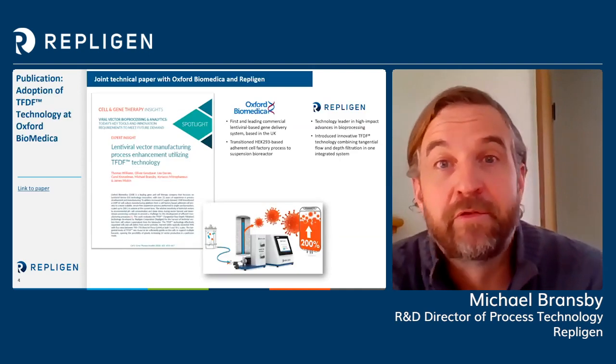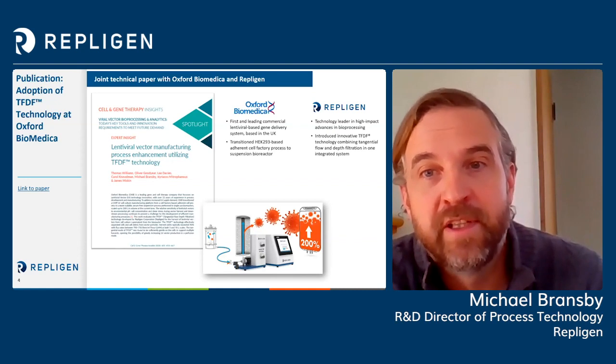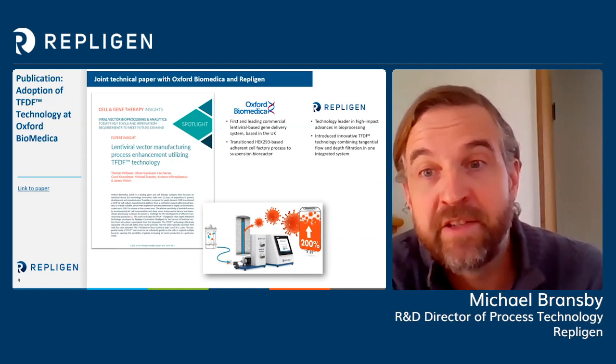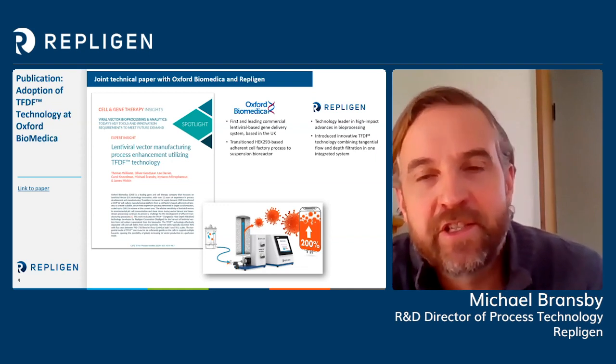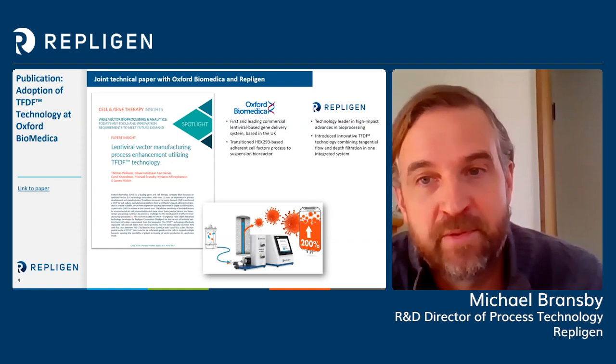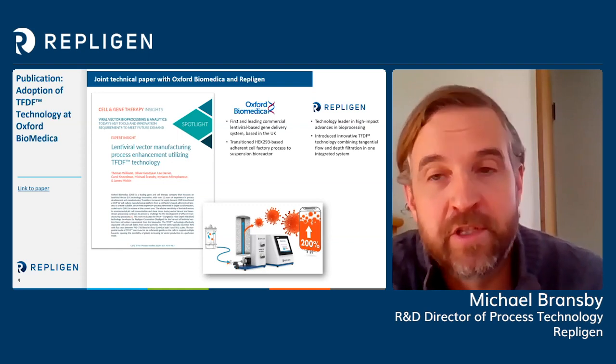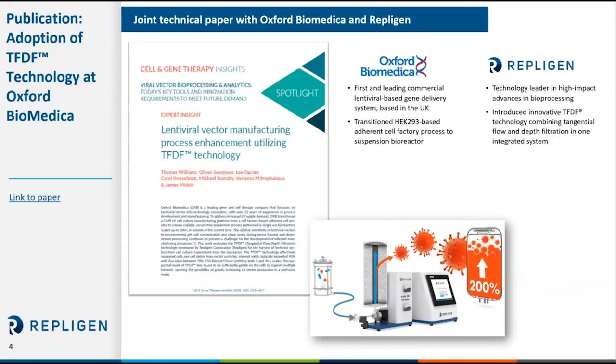Oxford Biomedica was the first to develop a commercial lentiviral-based gene therapy delivery system, and they have transitioned their adherent HEK293 cells to suspension bioreactor in order to increase yield. Repligen is a leader in high-impact bioprocessing technologies, the latest of which is TFDF, or Tangential Flow Depth Filtration.